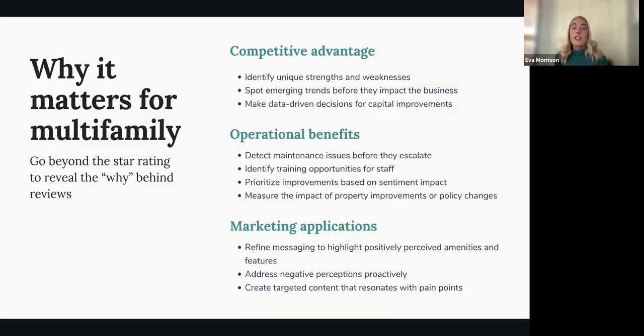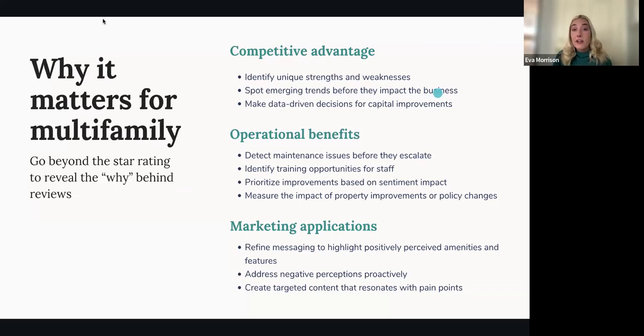And there's a couple big areas here. Sentiment analysis can really help us identify our competitive advantage. It can pull out those unique strengths and weaknesses across many communities, across many different geographic areas, and identify the things that we want to be really highlighting during the leasing process and in our marketing, and the things that we know we need to respond to really early on to get somebody through that funnel.